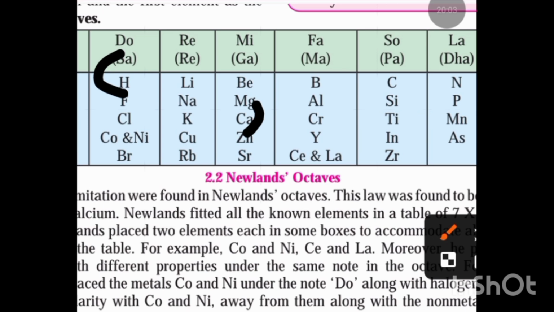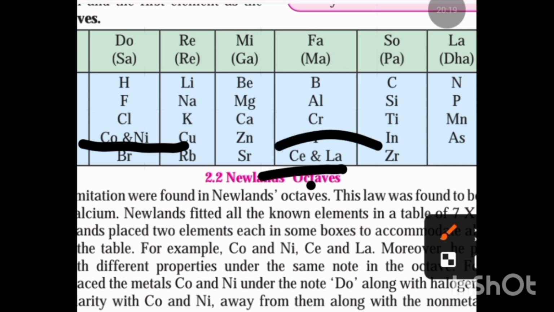To accommodate the elements into 7 into 8, that is 56 elements in the table, he fitted 2 elements in each slot. Yes, you could see here he fitted 2 elements in each slot, like cobalt and nickel he put together, and also cerium and lanthanide he put together. So that's one of the demerits or limitations. Newlands placed iron away from cobalt and nickel, and along with non-metals like oxygen and sulfur under the note T, while cobalt and nickel were placed under the note DO.